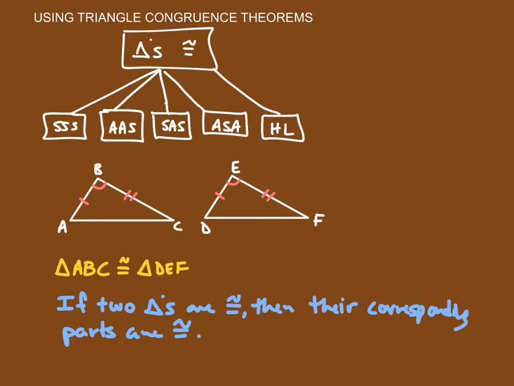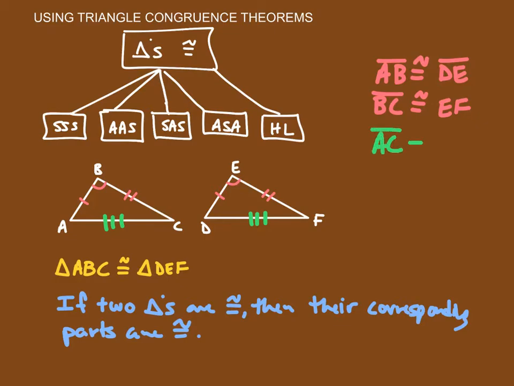So what we can say here, let's list out what we know. We were given that AB is congruent to DE. I can then say that BC is congruent to EF. Now, the next thing that I can say is that AC is congruent to DF. That's what this says down here. If two triangles are congruent, then their corresponding parts are congruent. So we can jump in here and say that AC is congruent to DF.